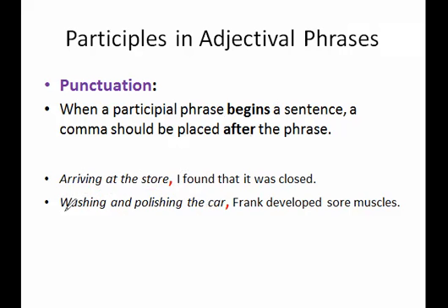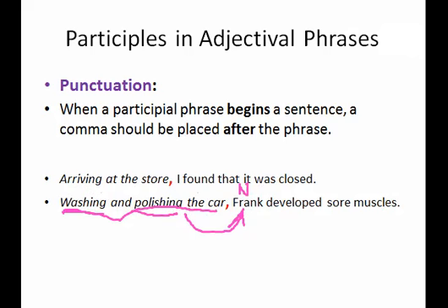Washing and polishing the car. Who was doing this action? Frank was. Frank is the noun being modified. Washing and polishing the car, comma, Frank developed sore muscles. Now, washing and polishing are both participles. Together, this group of words is a participle phrase. This participle phrase is telling you something about Frank, the quality of Frank.